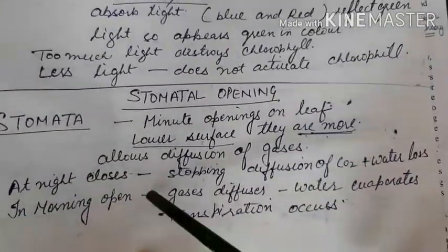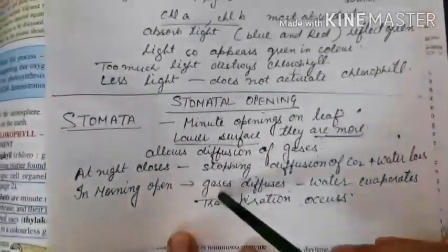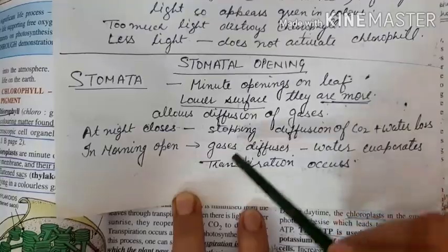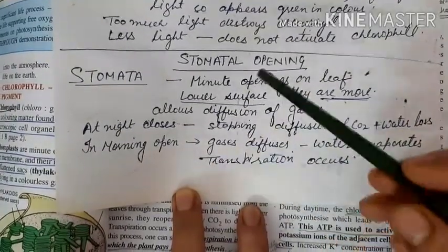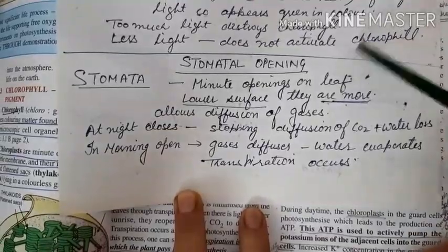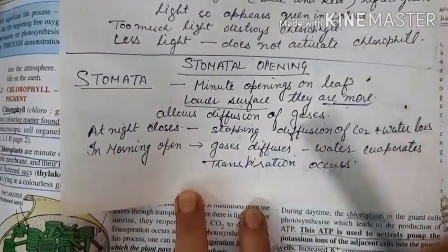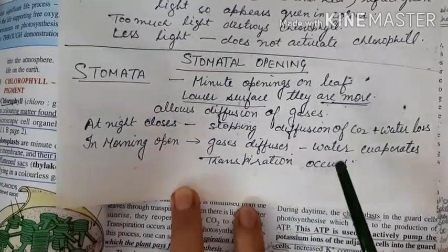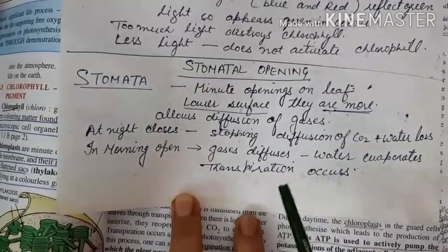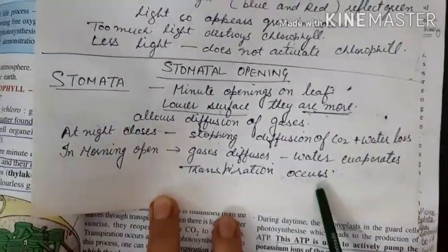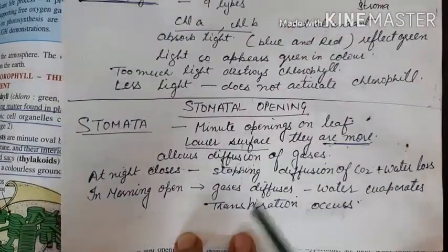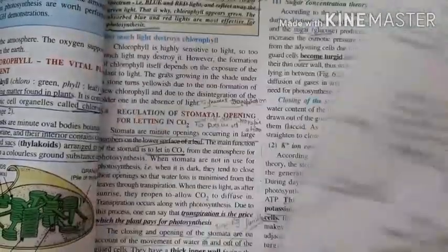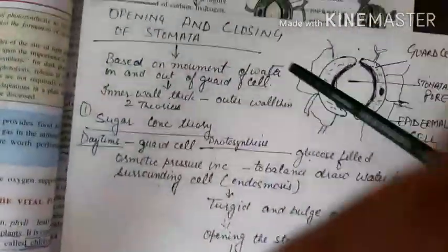But in the morning, when the stomata open again, diffusion of gases occurs. Carbon dioxide will come in for the process of photosynthesis, and in return oxygen is prepared, which is released outside into the environment. Excess water will be removed by the process of transpiration. So in the morning, diffusion and transpiration will start. Stomata open during daytime and close at night. This opening and closing is regulated by certain theories.